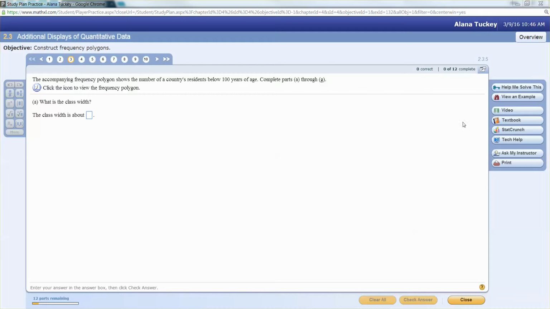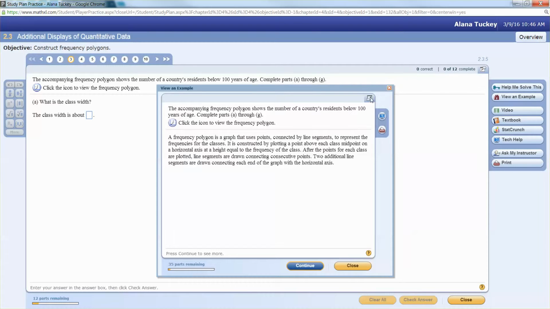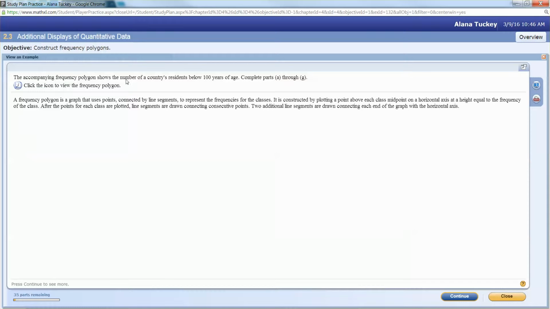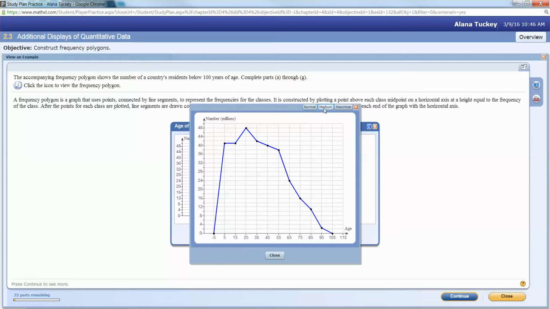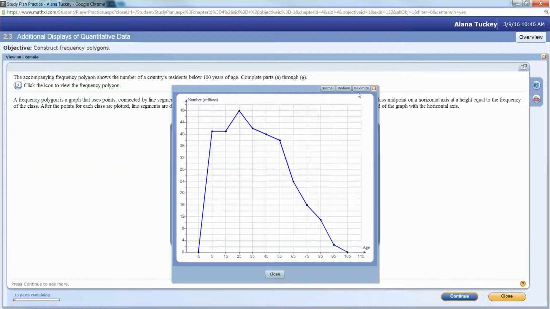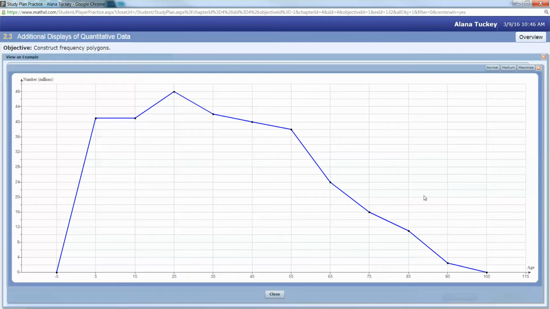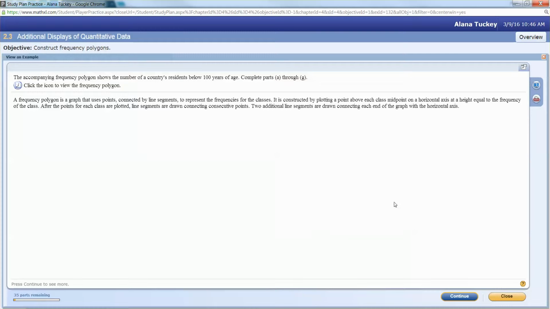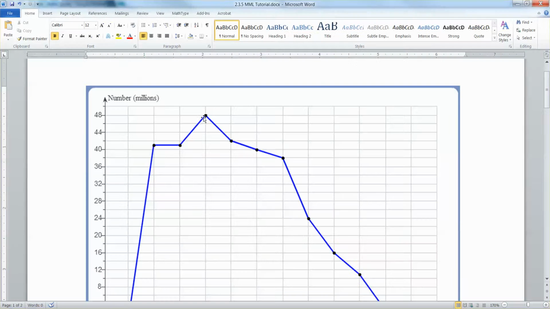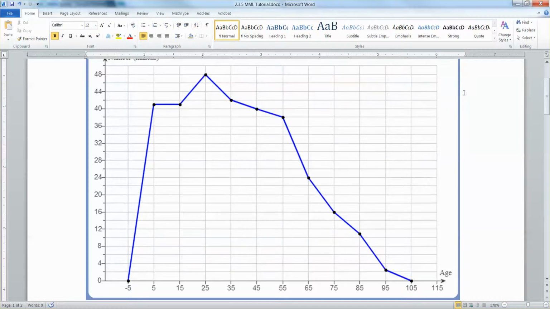Now, it has a whole bunch of parts to it, and I'm going to click on View an Example, and we're going to look at the example. The accompanying frequency polygon shows the number of a country's residents below 100 years of age, complete parts A through G, so we've got a lot to get through. I'm going to click on the little icon to view the polygon, and remember you can click on this magnifying glass to make it larger. You can make it normal size, which is what it is right now, medium size, which is a bit bigger, or maximize it and make it as large as the window behind it. Then it'll ask a whole bunch of questions about it. So what I did was put it into a different document so that we could look at it all at once. All the questions are in here rather than in MyMathLab.